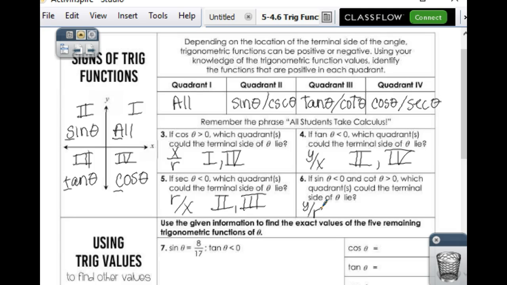Cotangent is positive. So I know that I'm either in 3 or 4. But the cotangent, which is going to be x over y, has to be greater than 0. So if y is negative, what does x have to be? Well, if x is positive, cotangent is negative. It has to be negative, right? Because a negative divided by a negative is the only way to make it positive. So the x, where's my x going to be? Negative. So it has to be 3.